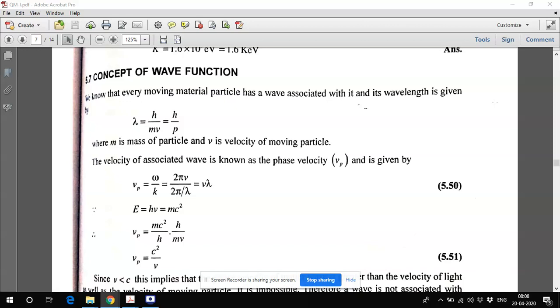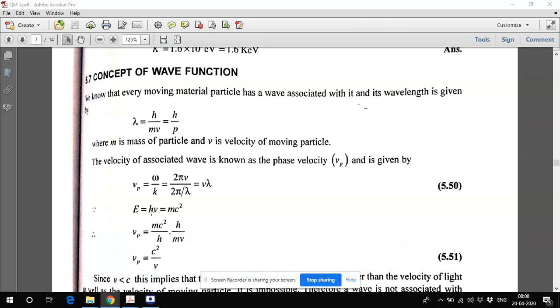So now this formula we have derived, lambda equal to h upon mv, or h upon p. This is the formula for the wavelength of a matter wave, where m is the mass of the particle and v is the velocity of the moving particle. Now we calculate the phase velocity. This is very simple. The phase velocity is omega by k, from what we know from our previous knowledge of wave mechanics. Omega is 2 pi nu, and k we know is 2 pi by lambda. So ultimately my phase velocity will be nu lambda.